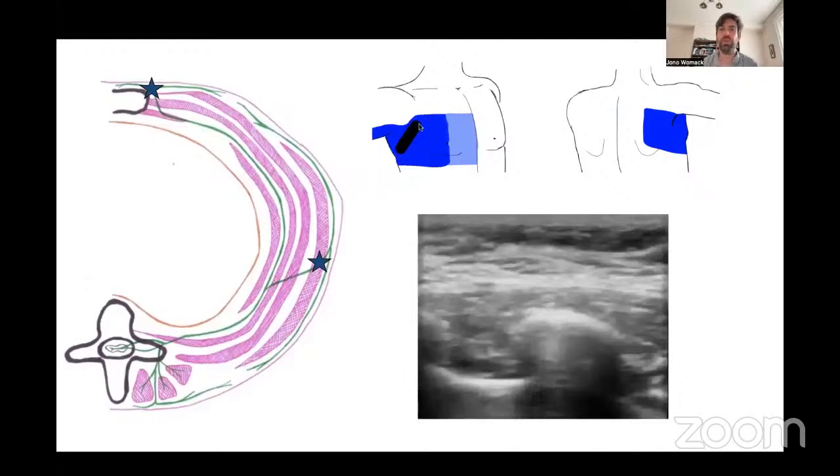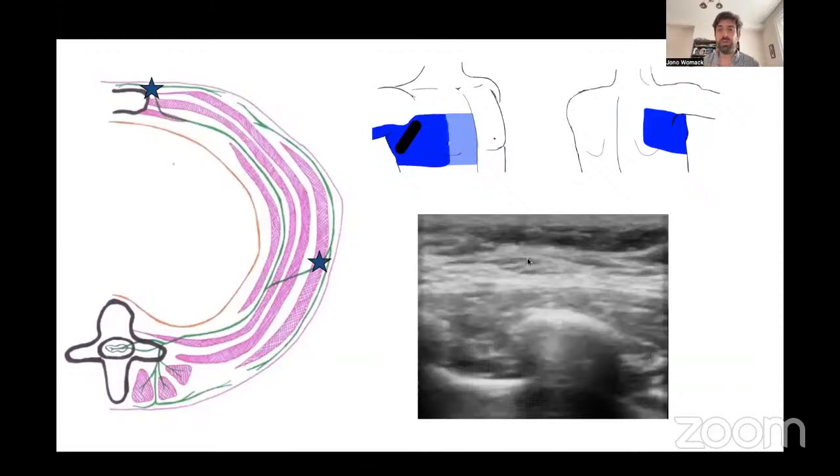So you essentially put the ultrasound probe in the mid-axillary line, which is where these nerves are coming out. And you find ribs and you inject on the rib. And you open up this plane underneath the muscle that's going over the ribs.